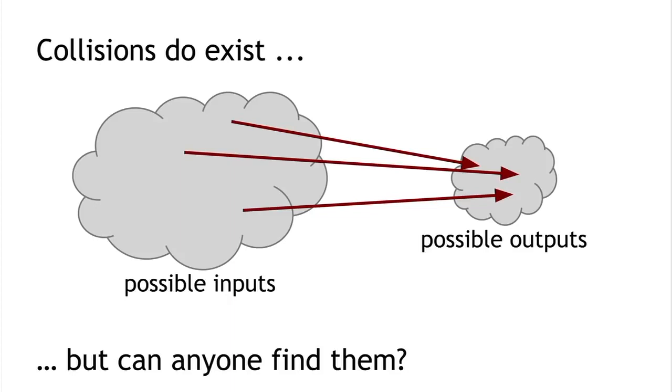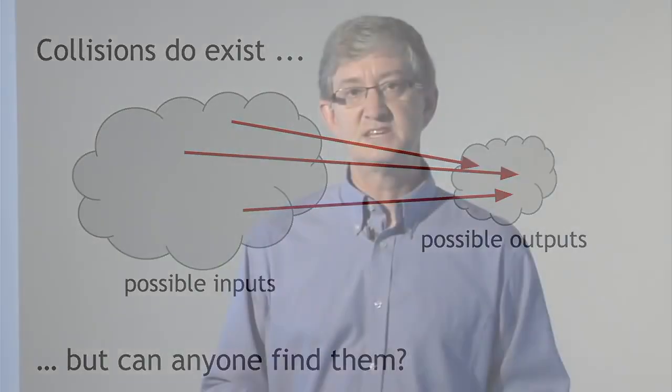So collisions do exist. I said before, nobody can find a collision, and that's the key question. We know collisions exist. The question is, are there any collisions that are findable by regular people using regular computers? Okay. Now, to make things even worse, I said that it has to be impossible to find a collision.